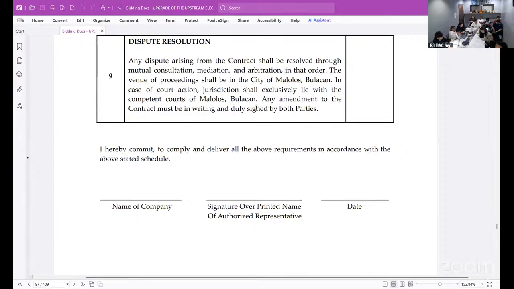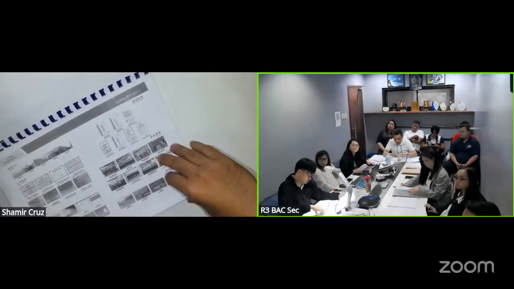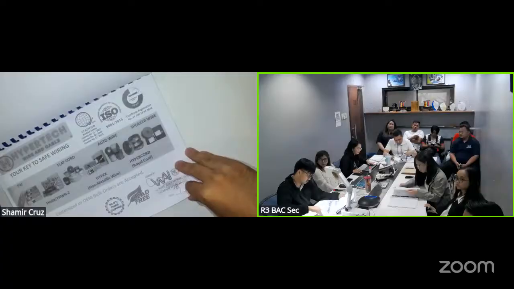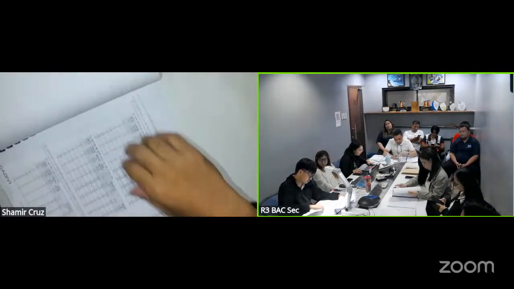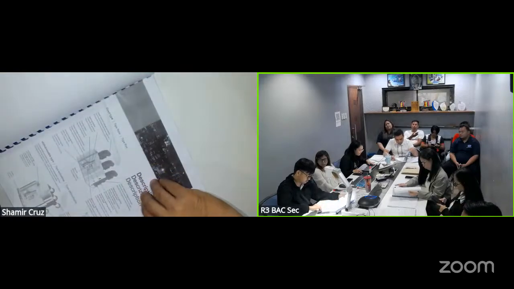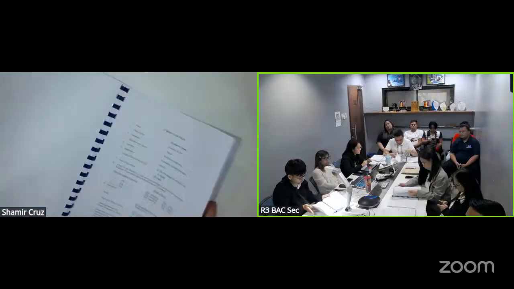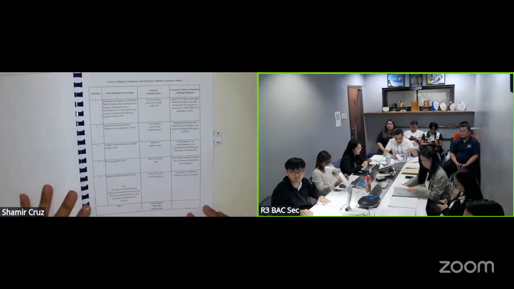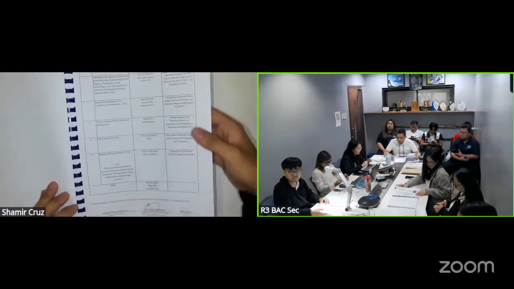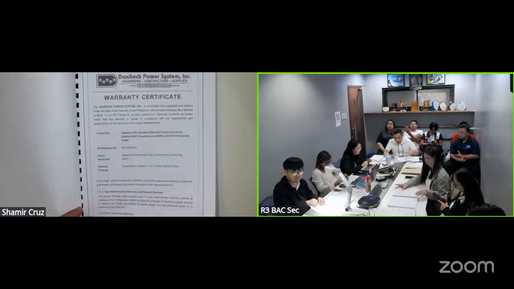Okay, so here the bidder submitted the complete compliance to technical specifications signed by their authorized representative, and the bidder also attached their brochures and other supporting documents for the installation. They also attached the annex or the project timeline and payment terms signed by the authorized representative, and the warranty certificate. Okay, the technical specifications and compliance of the specs is rated as passed. Next, we proceed to the omnibus sworn statement.